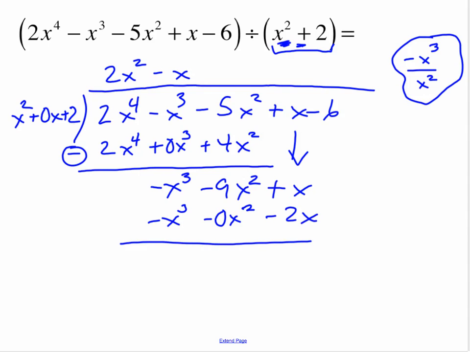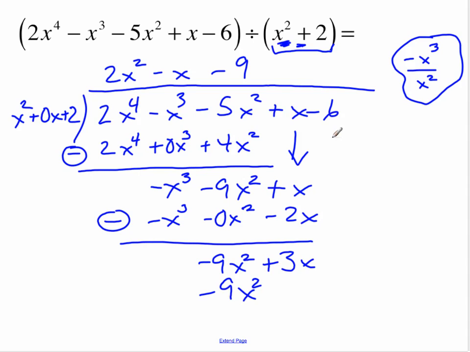Okay, subtract again. This minus this is nothing. Minus 9 minus nothing would still be minus 9x squared. And x minus a negative 2x would be a positive 3x. Okay, last division. X squared into minus 9x squared goes minus 9 times. And minus 9 times x squared is a minus 9x squared.